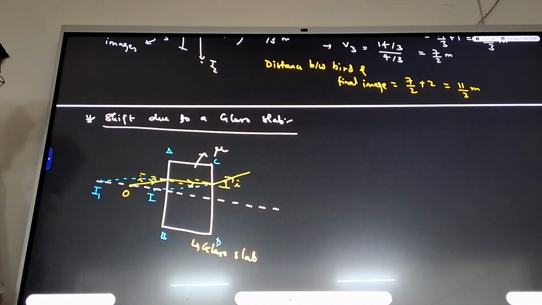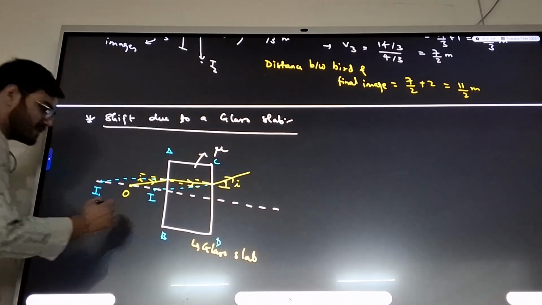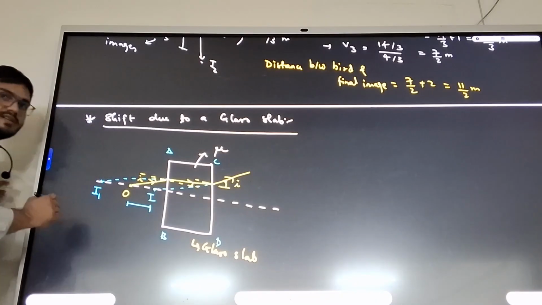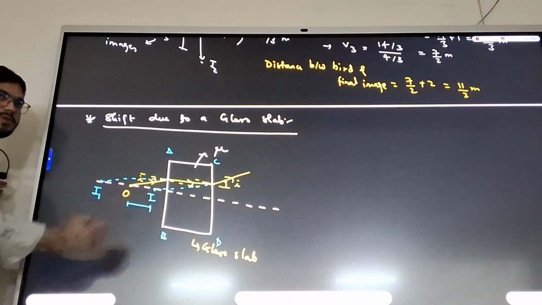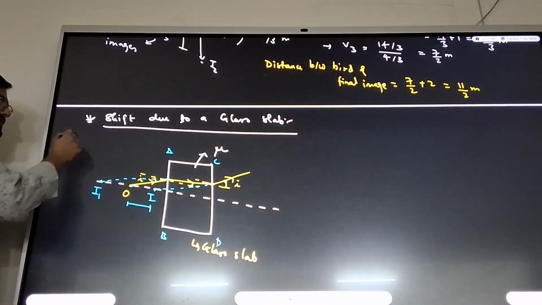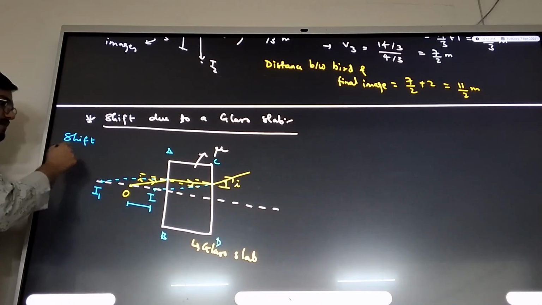Good. When we are asking the shift, what do we mean by shift? We are asking this OI distance. How much is the image shifted from the object? So this shift will be equal to OI.